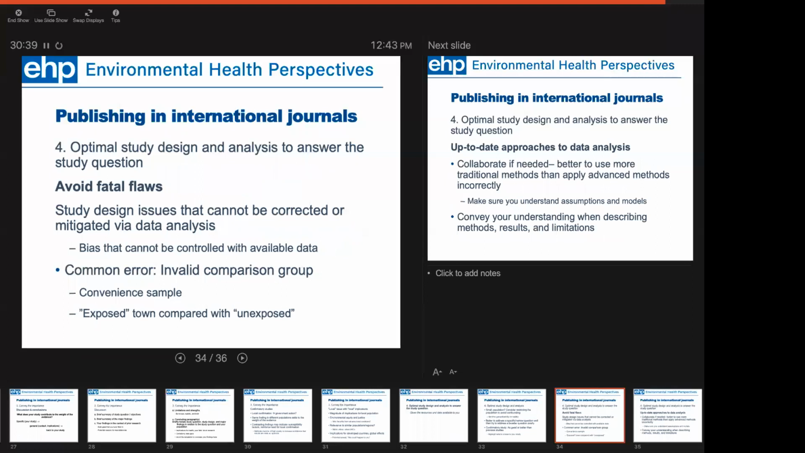Avoid fatal flaws. I think I already mentioned these, but these are study design issues that you can't correct after the fact. So you can't fix it with your data analysis. And one of the most common things that we see are invalid comparison groups. So that your study population is a vague, convenient sample, or you're comparing one town with another town, where the one town is exposed and the other town isn't, but maybe the two towns are also different in terms of socioeconomic status or climate or something else.